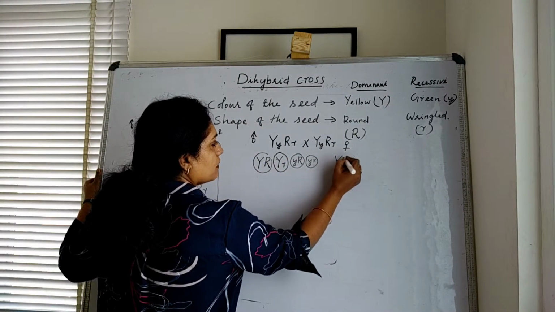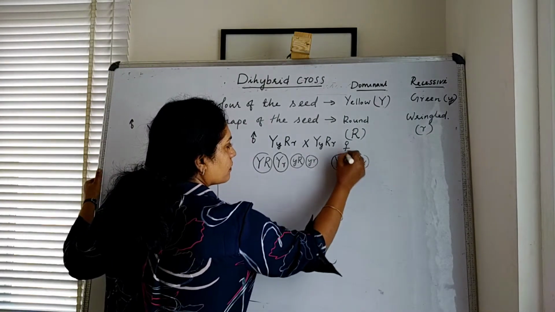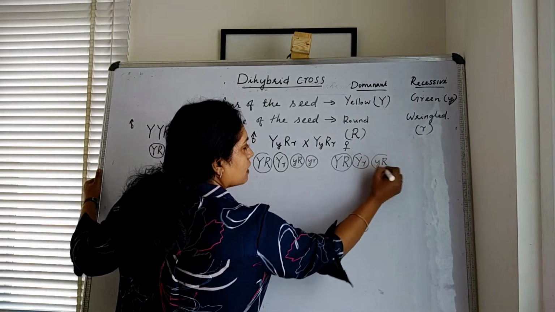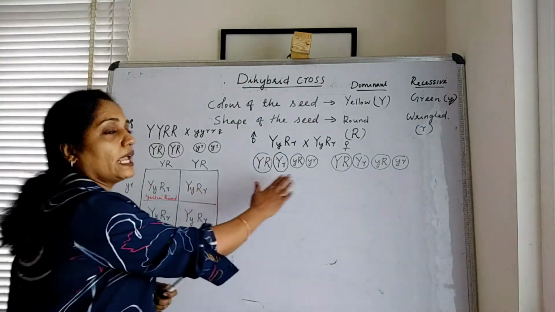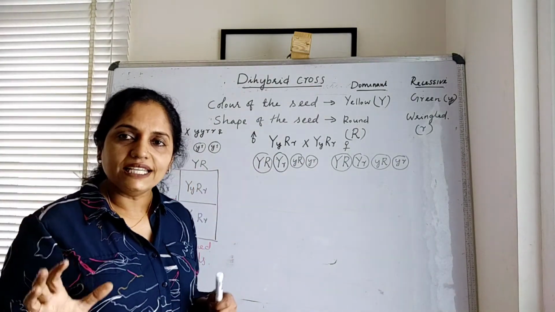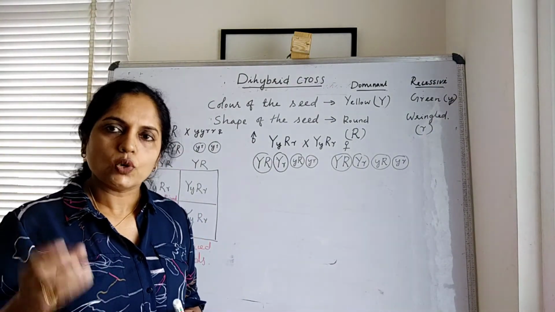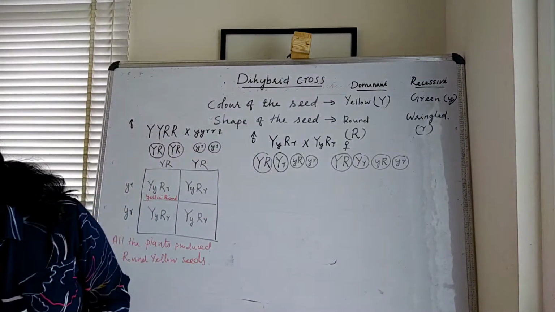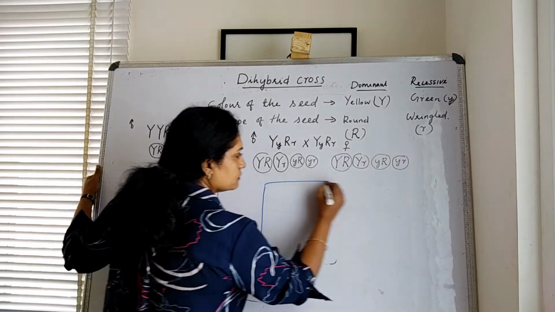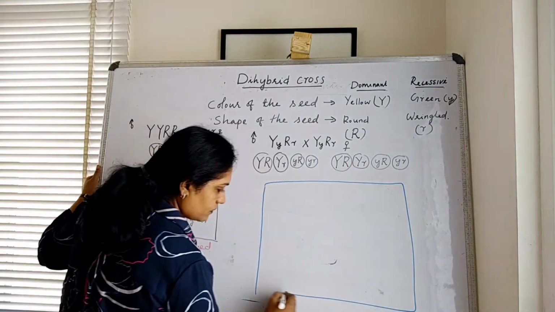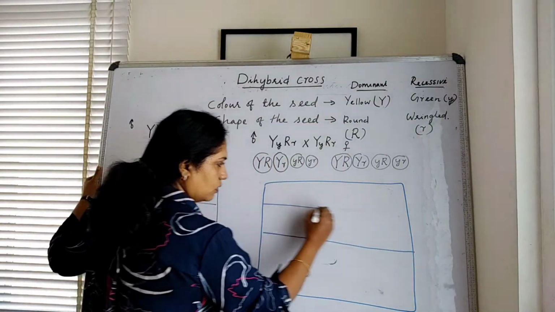So here capital Y capital R, capital Y small r, small y capital R, and small y small r. So there are four types of gametes. So we need 4 columns and 4 rows in a Punnett square. Now let us draw a Punnett square and see. Here we have to draw 4 columns and 4 rows.